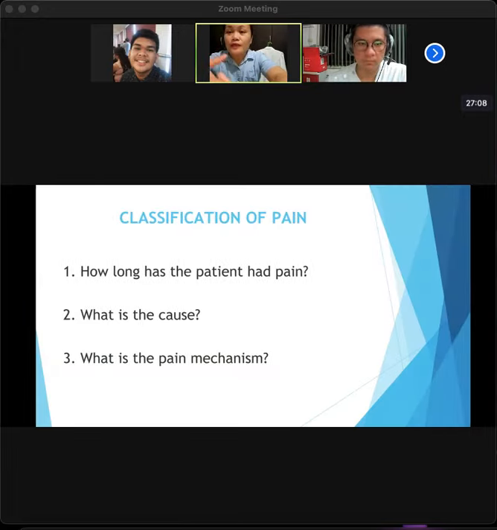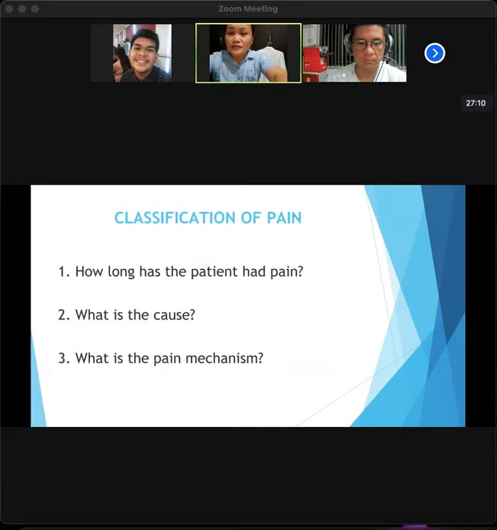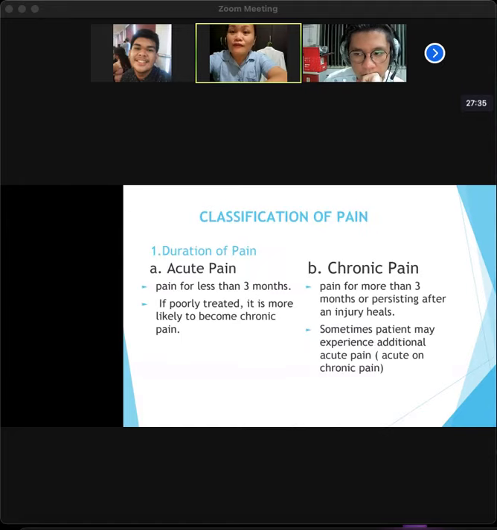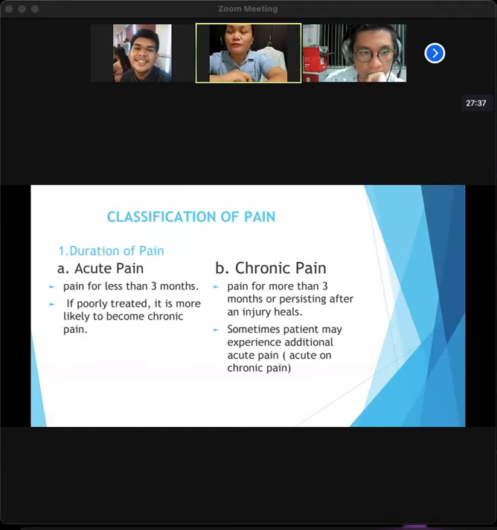So now, what are the classifications of your pain? We can classify pain according to the duration, the cause, and the mechanism of the pain. So you have to ask, how long has the patient had pain? What is the cause? What is the pain mechanism? For us to classify it, you have to ask the duration of pain.